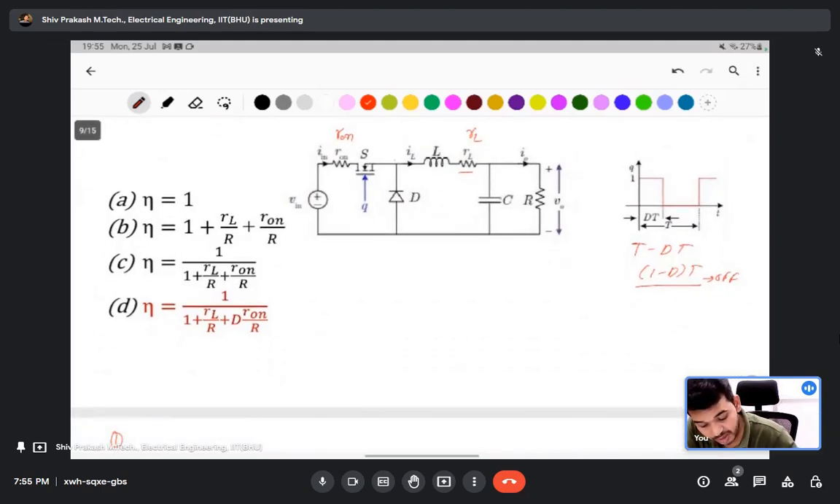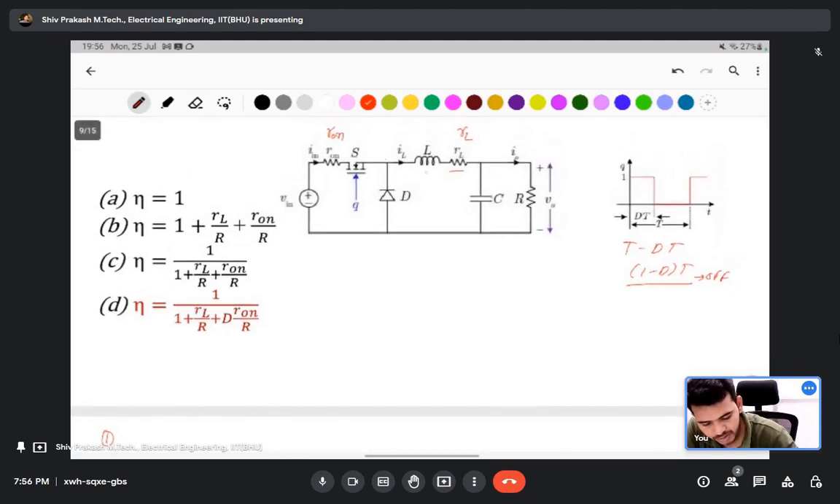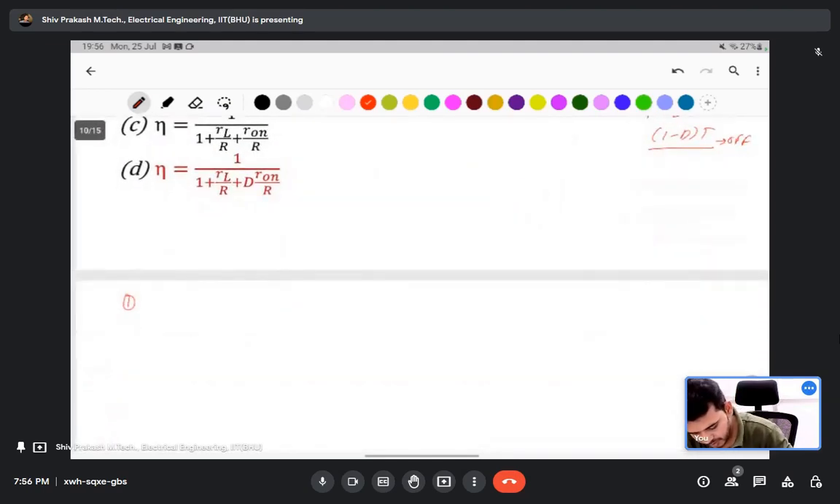And after the switch is off, when the switch is off, the power supply is cut off here. Then the diode is forward biased and current flows from here. Okay, I find this first one.